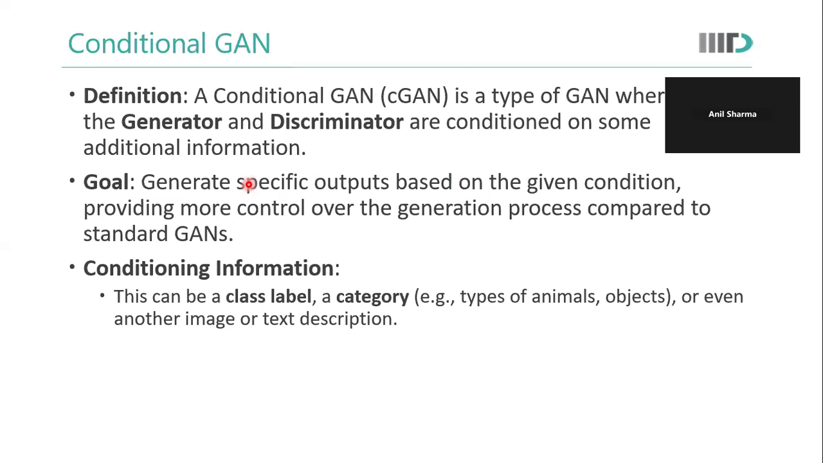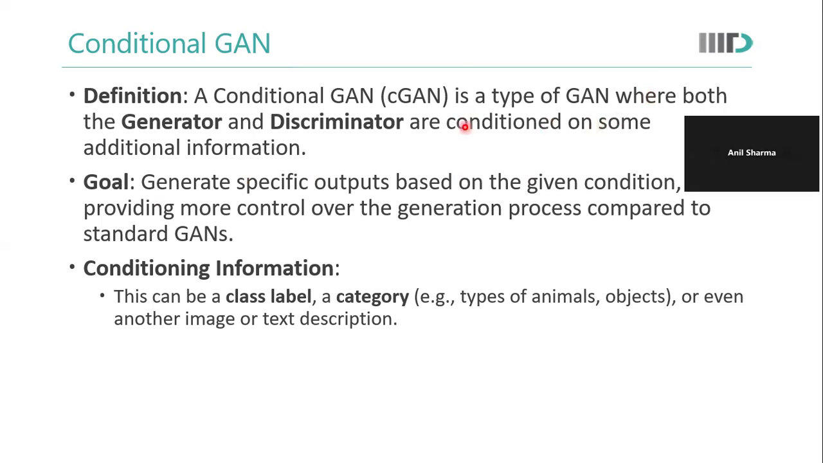Conditional GANs, let's first start with some brief introduction. This is a type of GAN where both generator and discriminator are conditioned on some additional information. As the name specifies, conditional GANs. So we are actually giving some condition as the input, and the output is generated based on that condition. That means generating specific output based on the given condition, providing more control over the generation process compared to the standard GANs. This conditional information could be a class label, could be a category, for example, type of animal, object, or even another image or type of description.